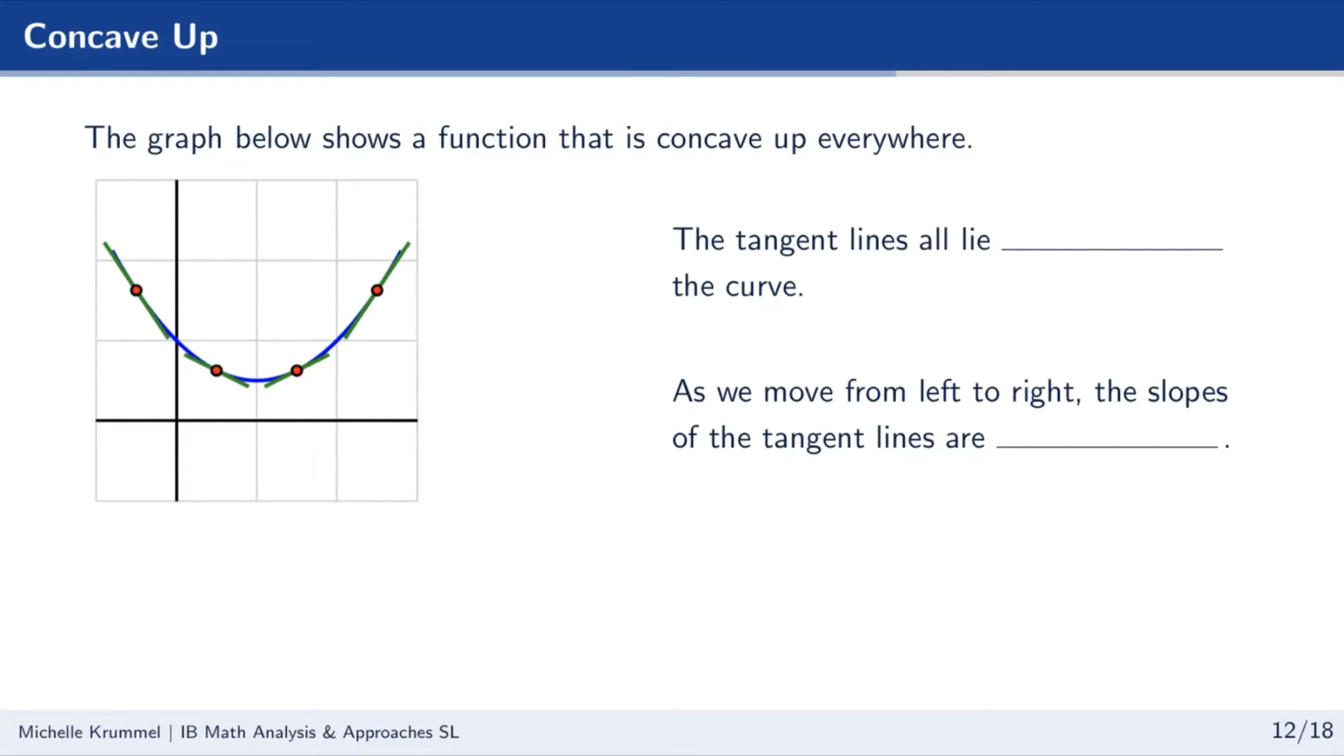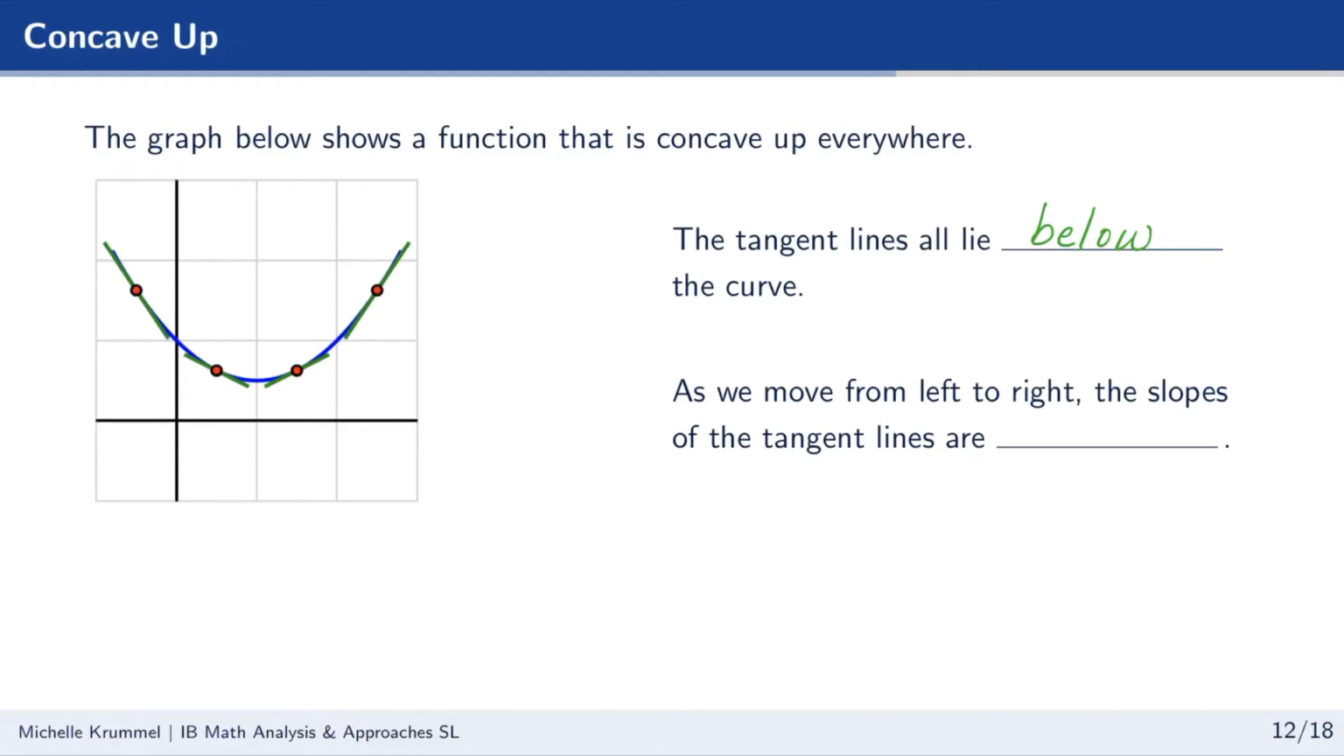And we're asked a question about the tangent lines. We have some points plotted and their tangent lines along with them. These tangent lines all lie where in relationship to the curve? Well, if you notice, all of these tangent lines are below the curve. No matter where I place a point on this graph, when I draw the tangent line, it's going to be below the curve. The y value on the tangent line is going to be below the y value of the original function. That always happens when your graph is concave up.